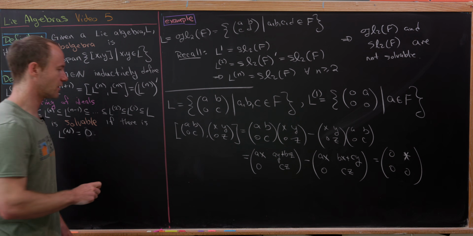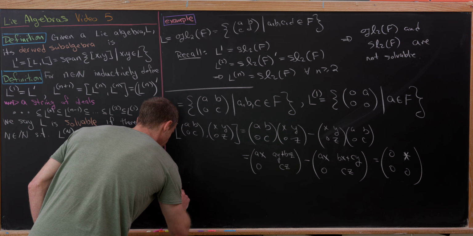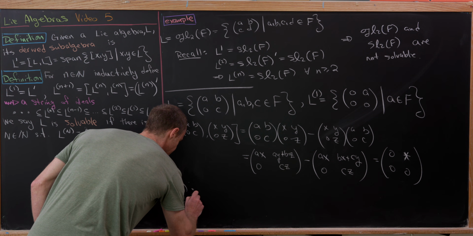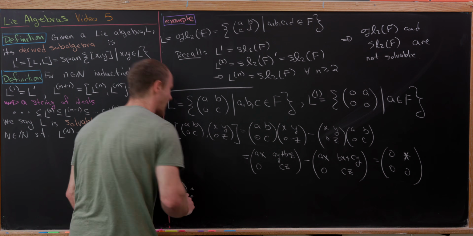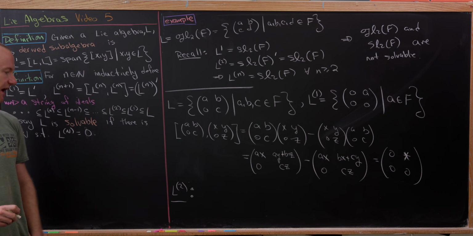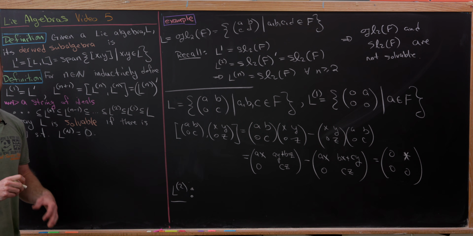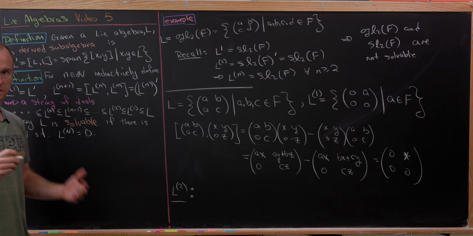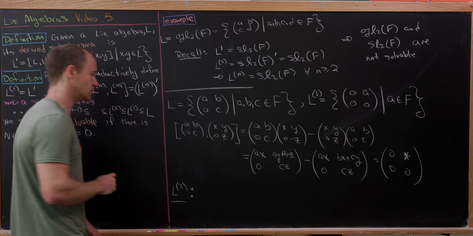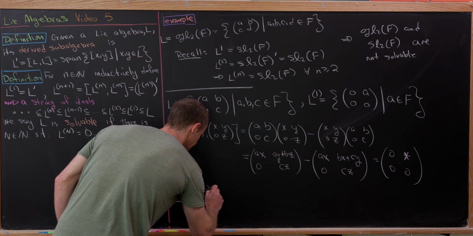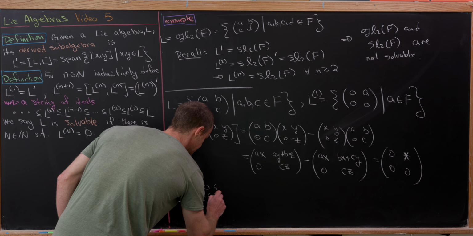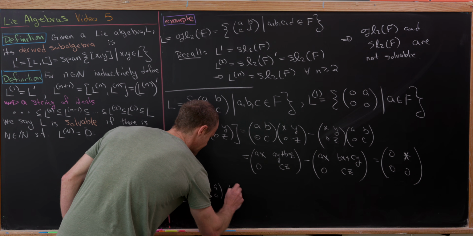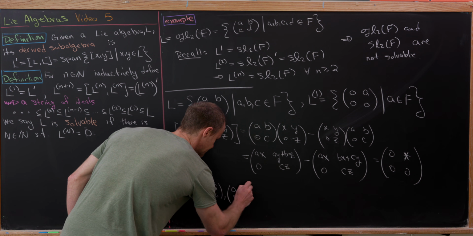It's kind of the same thing. Okay, so now L upper 2. I'll just do a calculation where I do the bracket of two things inside of L upper 1, because that's how we would calculate what things inside of L upper 2 look like. So here we need to do 0, A, 0, 0, bracketed with 0, x, 0, 0.